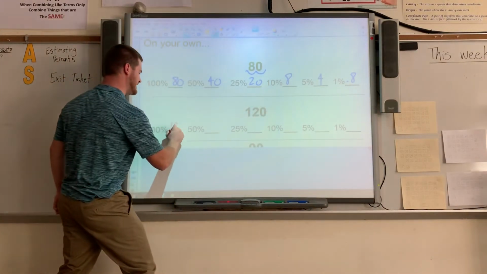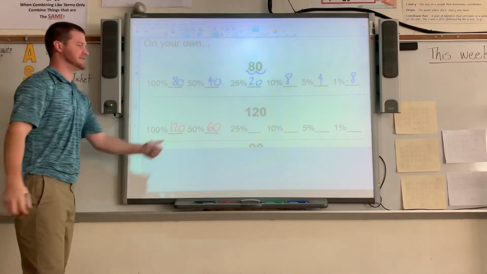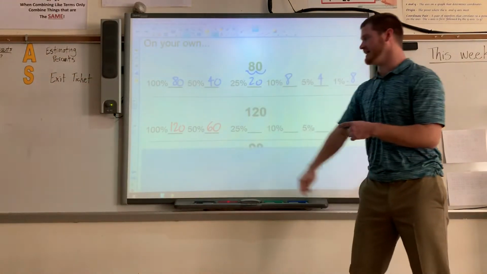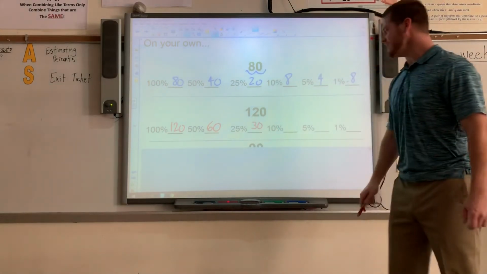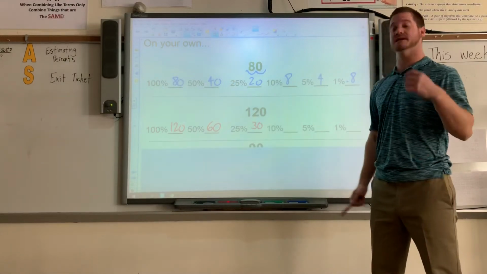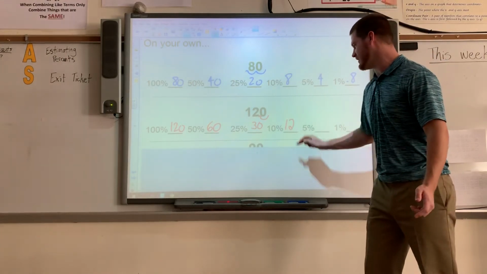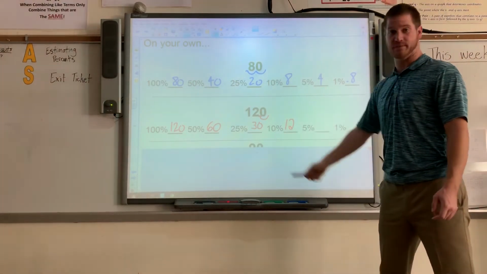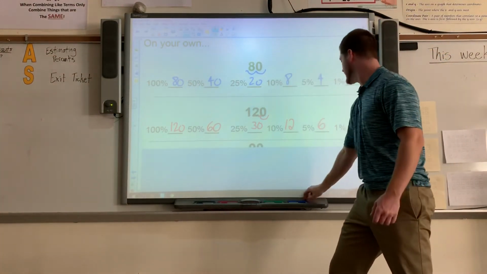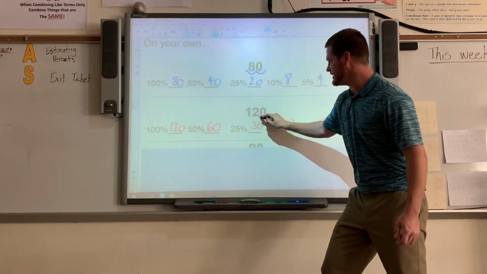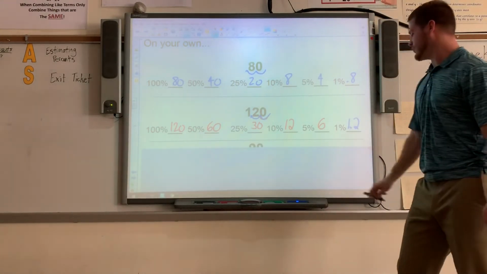Next one, 120. All of 120 gives me 120. 50% of that, take half. Half of 120 is 60. To find 25%, again, we got to find half of 50, because 25 is half of 50. Half of 60 gives us 30. 10%, go back to the original number, move the decimal once. It'll land right there between the 2 and the 0, so 12.0 gives us basically just 12. 5% we know is half of 10%, so half of 12 gives us 6. And let's go back to the original number. 1%, we move it twice, so 1, 2. The decimal lands between the 1 and the 2, so 1.2 would be 1%.